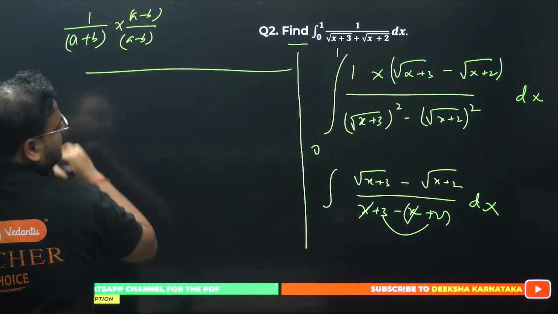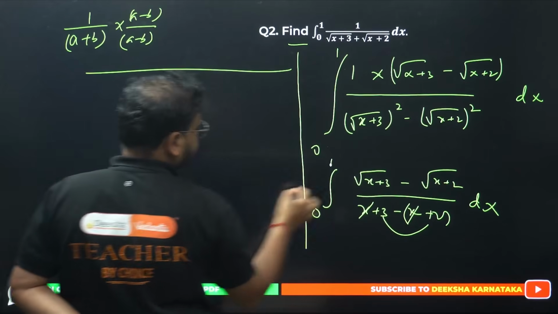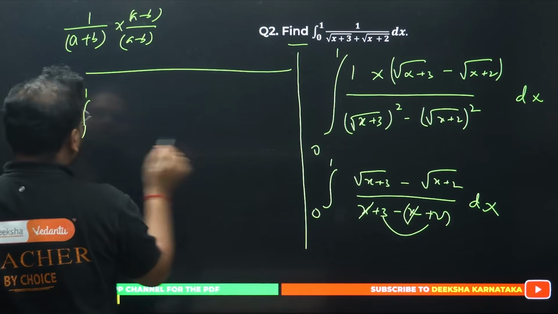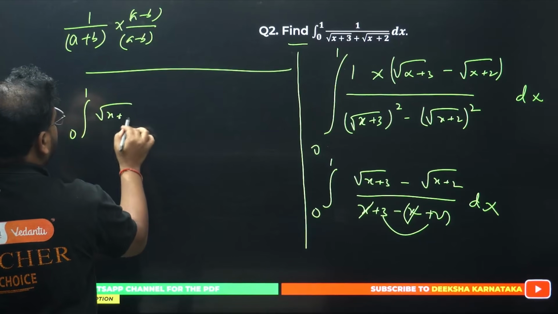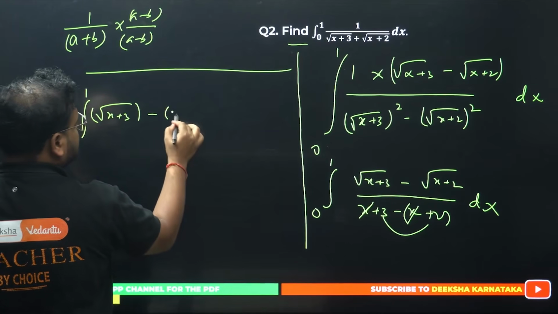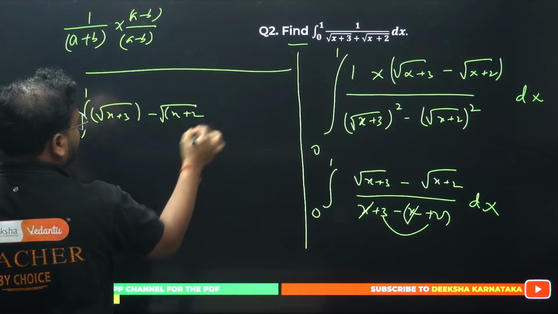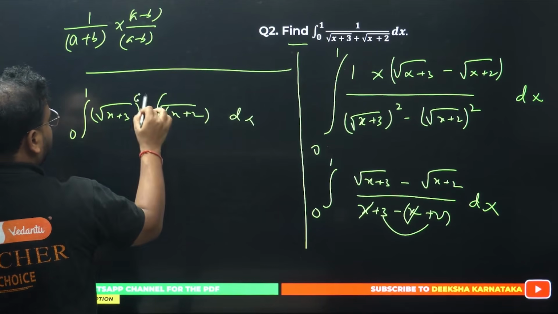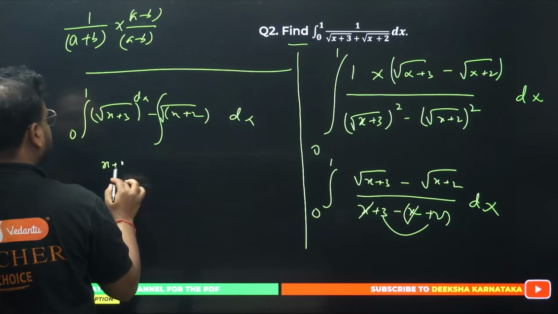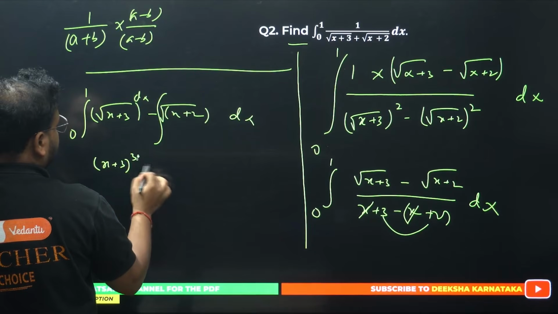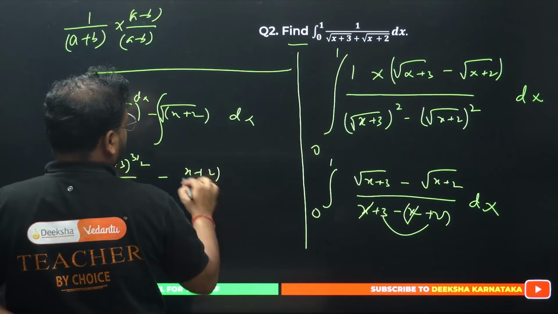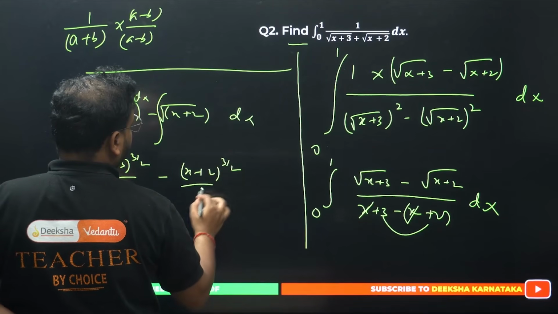Let's continue. The limit is as it is, 0 to 1. Integrate individual terms: root of x plus 3 minus root of x plus 2, both the parts with dx. This becomes (x plus 3) power 3 by 2 divided by 3 by 2, and here also minus (x plus 2) power 3 by 2 divided by 3 by 2.